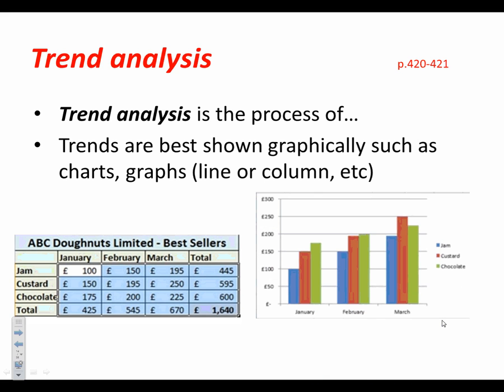If we put that in graphs, we can see quite clearly that whilst the chocolate one in January was well ahead of the others, the custard ones has actually had an increasing selling rate. That's much easier to notice because of that graph, whereas just looking at all those numbers, it can be a little bit hard to track with the eye. So whenever you're doing trend analysis, it's important to graph it.